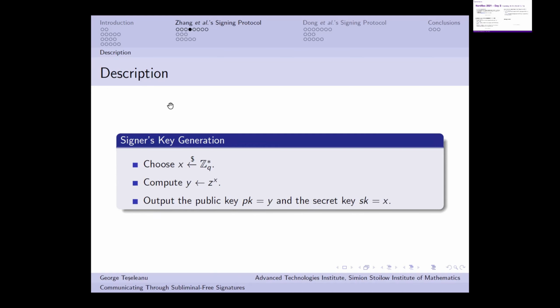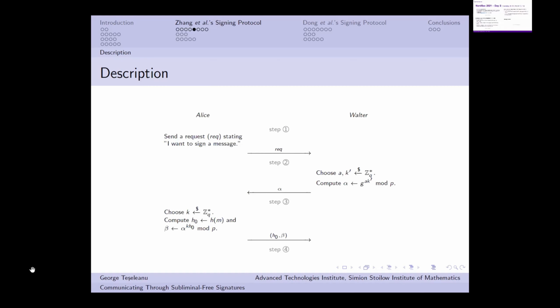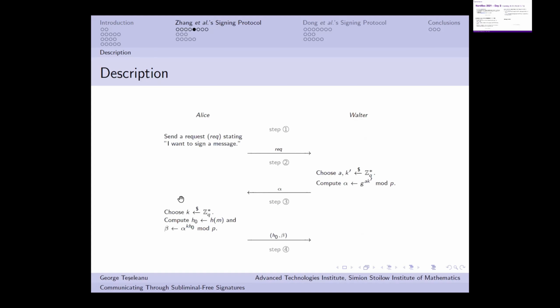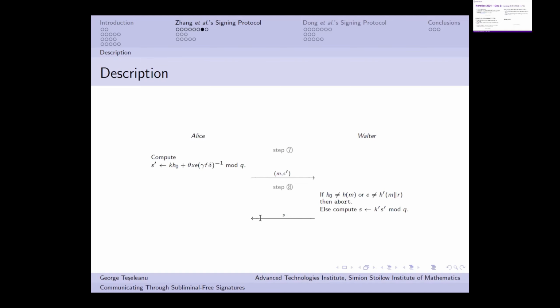In the case of the signer generation, we choose a random X as before, but instead of computing the public key as G raised to X, we compute the public key as Z, where Z is the public key of the warden raised to X. Here is the actual signing protocol. I will not go into the details. I will just show you that the protocol is really long. It has 8 steps, and it also makes use of a non-interactive zero-knowledge proof, P. So the protocol is quite complex, and it takes a while to complete.